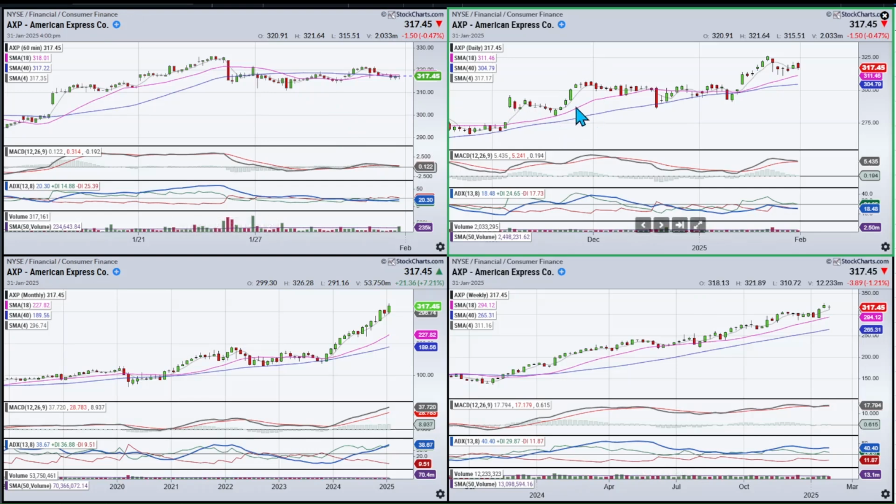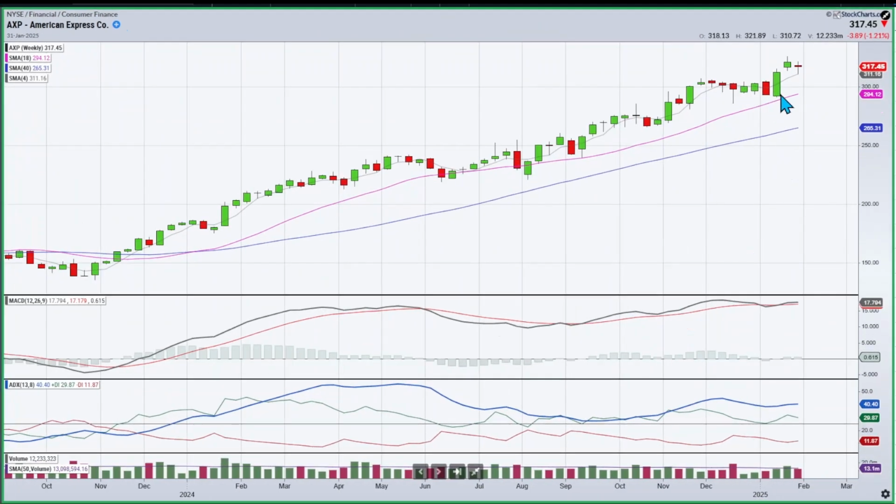Now, one thing I wanted to do, and the reason why I'm showing all 4 time frames, is that I can see, when I look at this, the last setup on the weekly chart. You see how we pulled back to a rising 18?